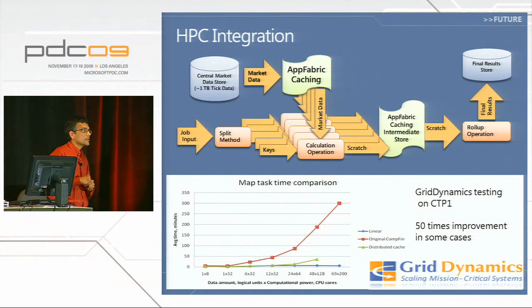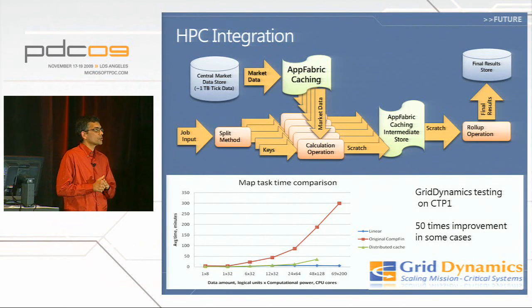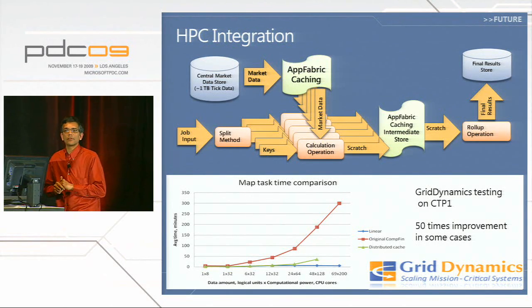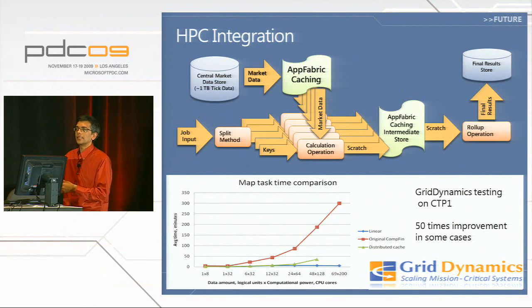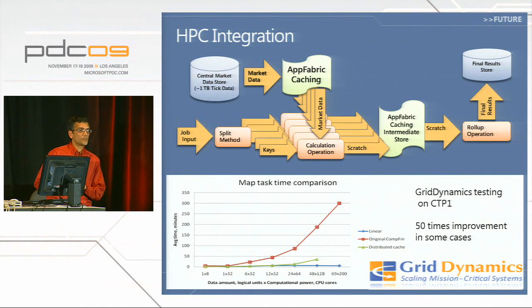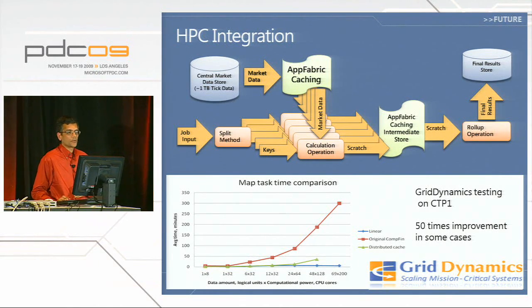What we're working with them on is to make a cache role. HPC has a notion of roles. So we want to integrate into their thing and make a cache role so that you can easily install and configure Velocity on HPC clusters. That's something we're working on with them.